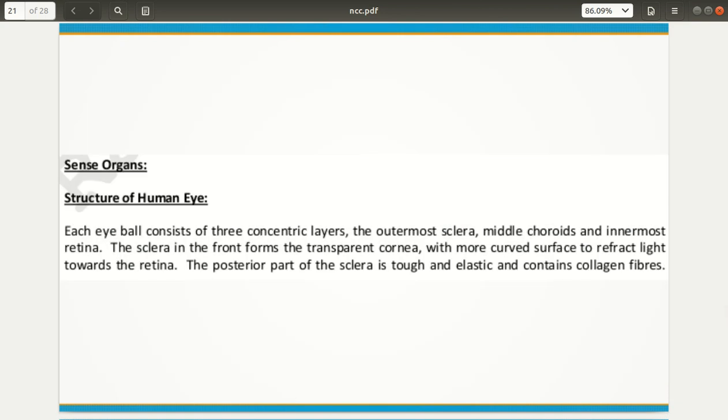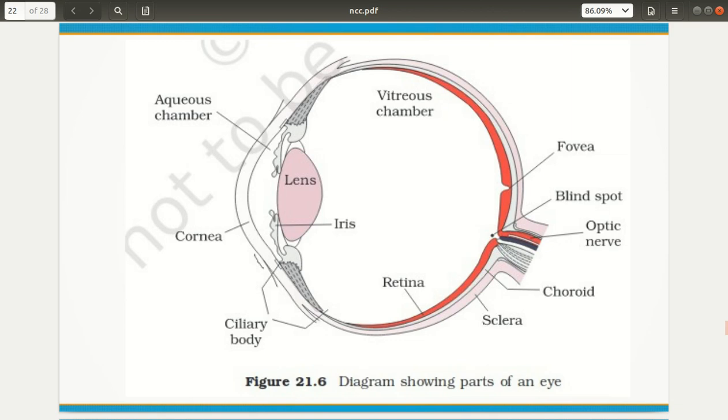So now we'll proceed for the next aspect, that is the sense organs. So we'll be discussing the structure of human eye. Each eyeball consists of three concentric layers. The outermost layer is the sclera, middle is the choroid, and the innermost layer is the retina. The sclera in the front forms the transparent cornea with more curved surface to refract light towards the retina. The posterior part of the sclera is tough and elastic, and it contains collagen fibers.